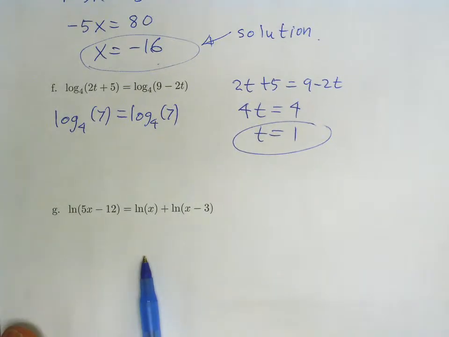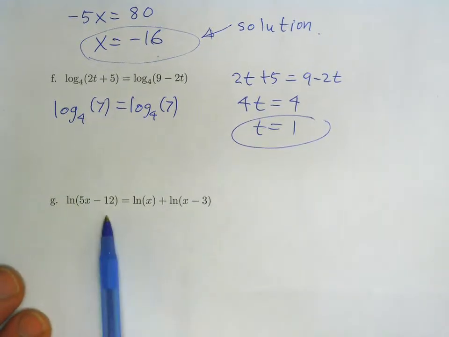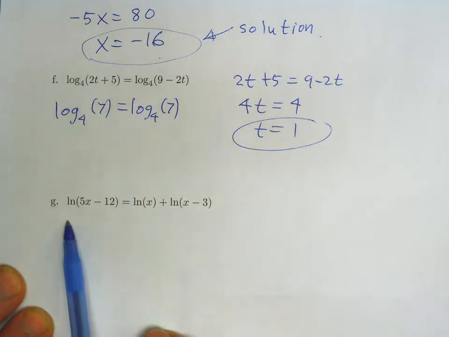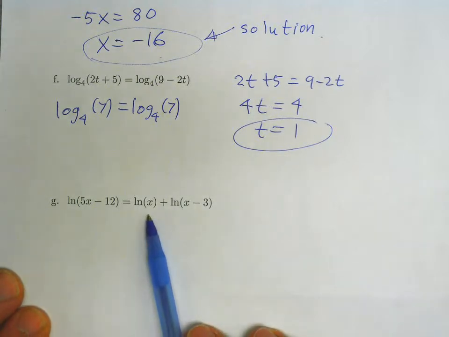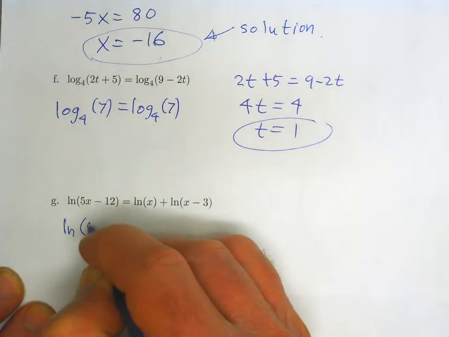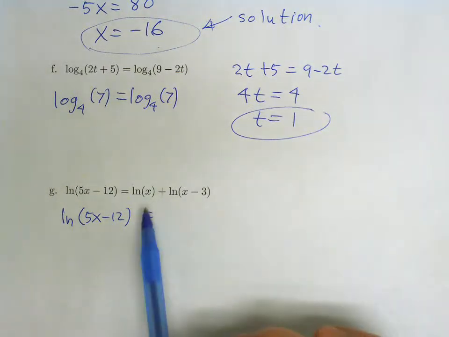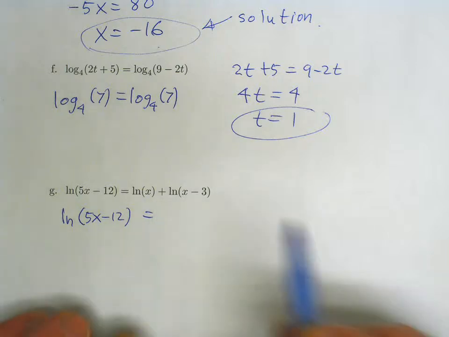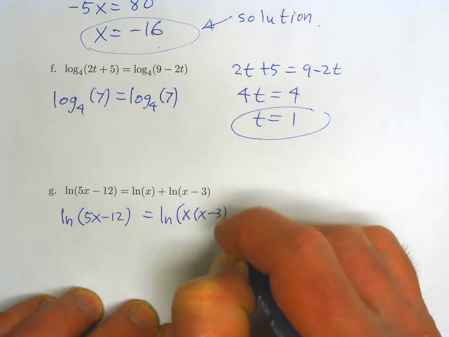This problem down here, this one's a little different than what we've seen so far today. So let's go ahead and do this. On the left-hand side, we have the natural log of 5x minus 12. On the right-hand side, the natural log of x plus the natural log of x minus 3. So the first thing to do is on the right-hand side, apply the product property of logarithms and write the right-hand side as a single natural logarithm by multiplying the arguments, x times x minus 3.